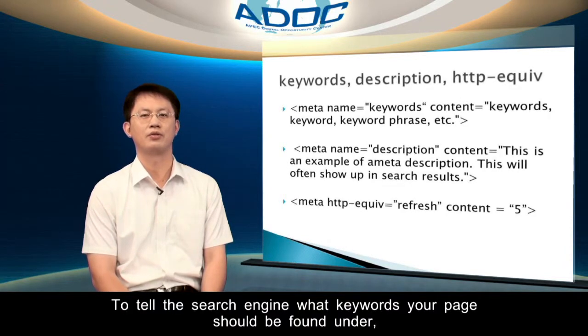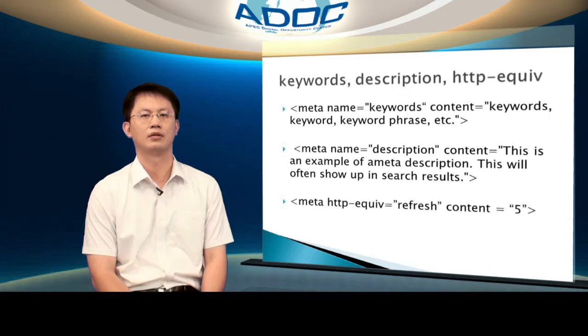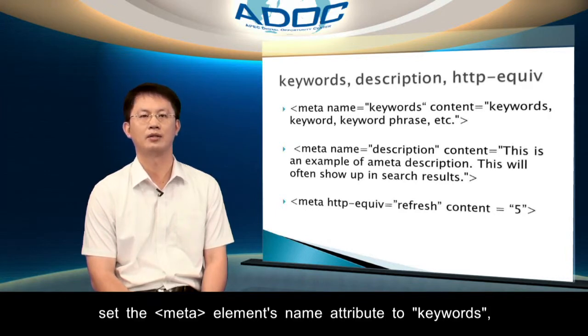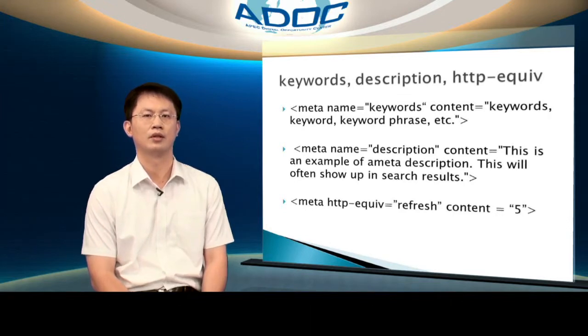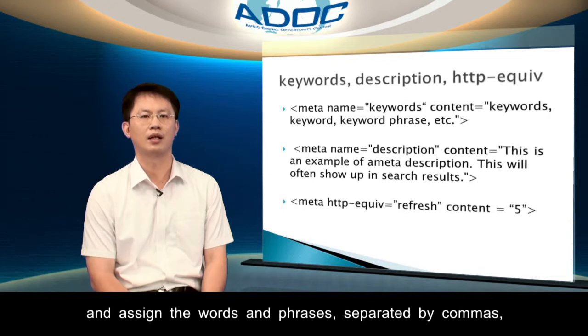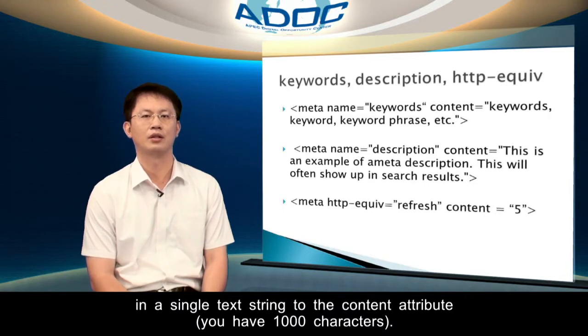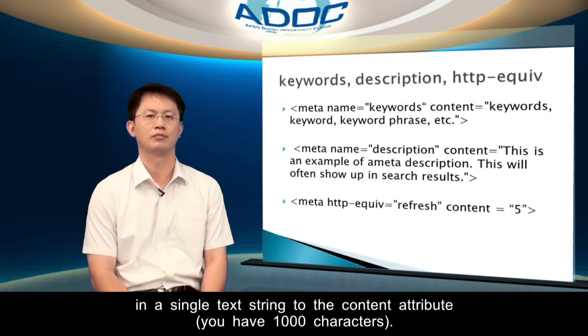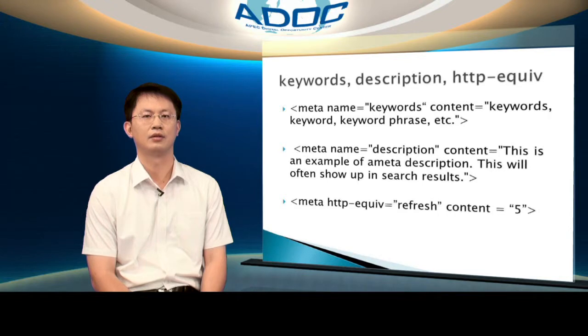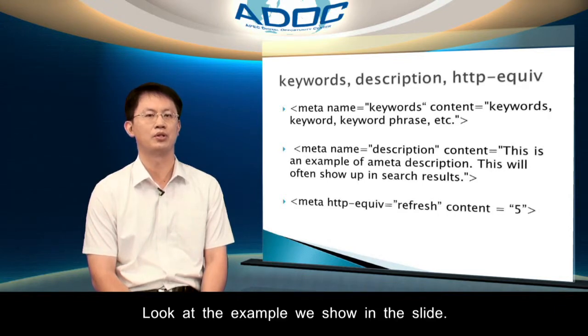To tell the search engine what keywords your page should be found under, set the meta element's name attribute to keywords, and assign the words and phrases separated by commas in a single text string to the content attribute. And you have 1,000 characters. And look at the example we show in the slides.